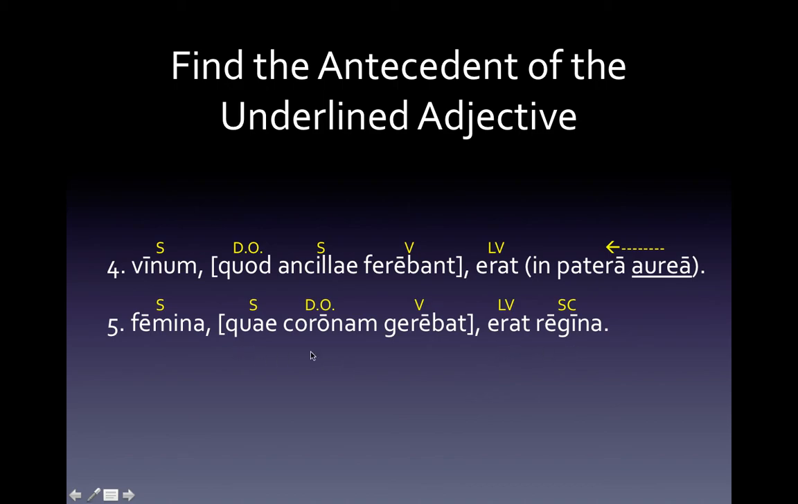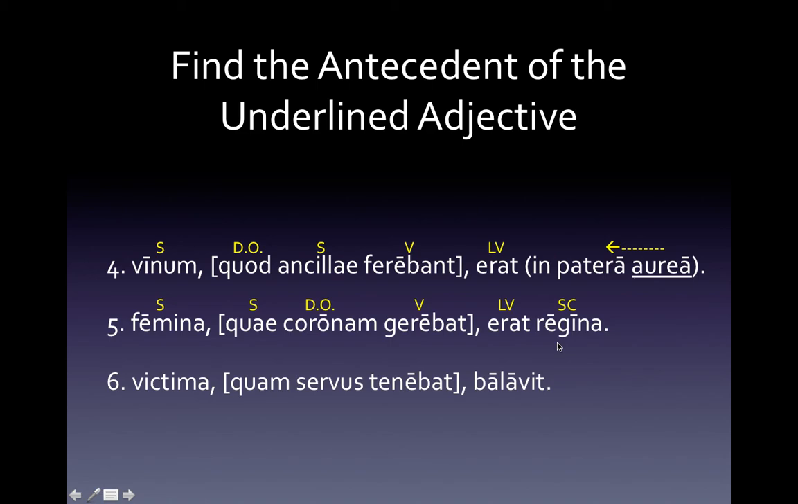Now let's look at our relative clause. Quae can be a couple of different things. So let's look at the verb here. The verb is singular, so this would make sense as a feminine singular subject. Coronam has to be a direct object, which also makes this the subject. So the relative clause will read, who was wearing a crown. So the whole thing together would be the woman who was wearing a crown was queen.